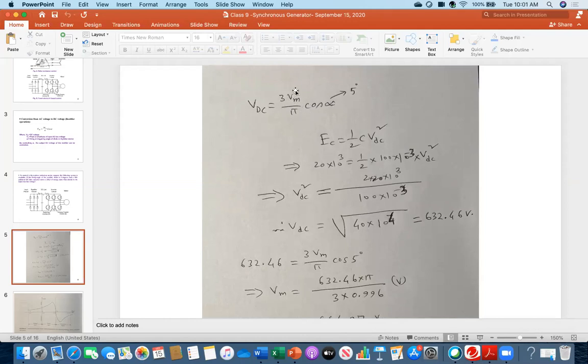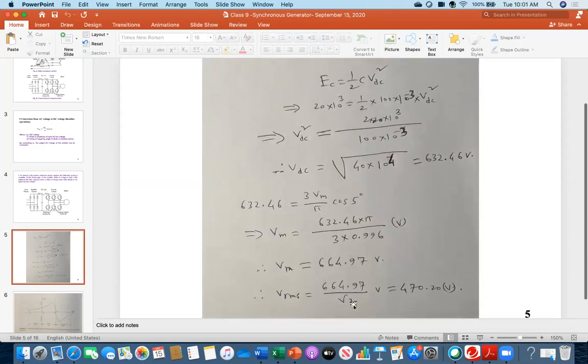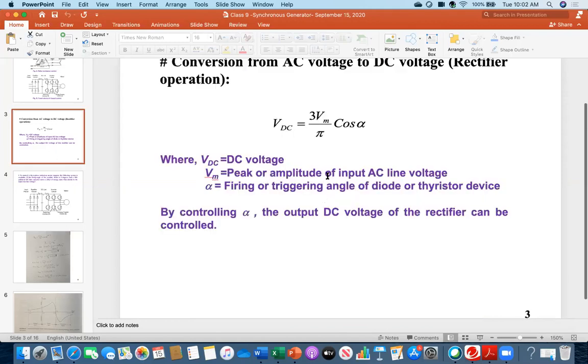Just keep in mind that this is not the RMS. Sometimes students make mistakes; they think that this is the RMS. So we have to go one more step and divide by root 2. This is the peak, so keep this as the peak or amplitude.